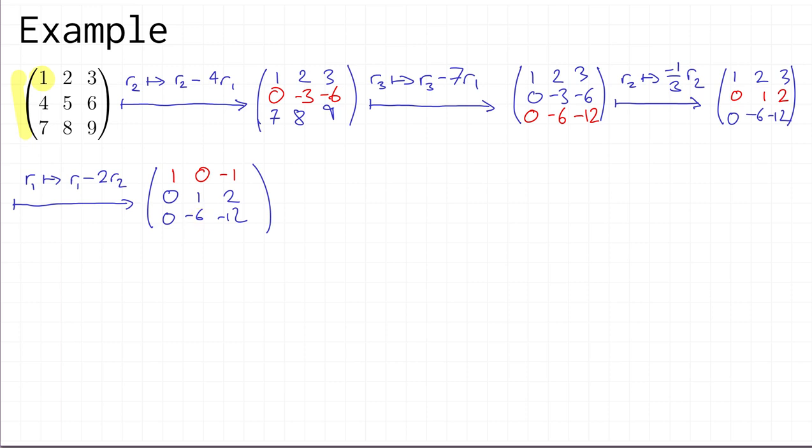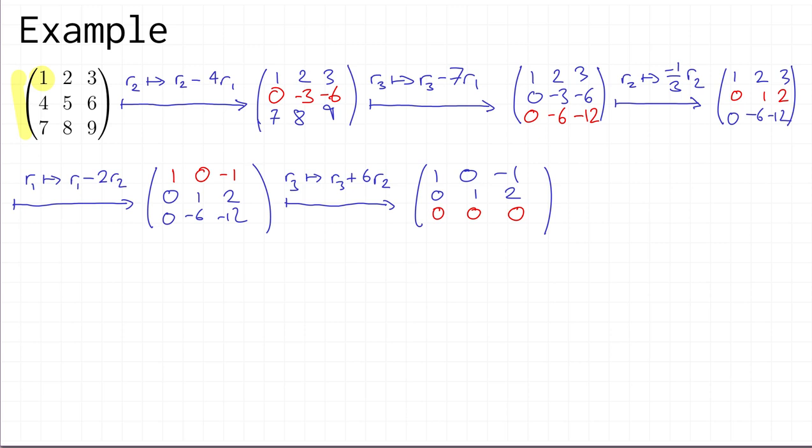So I've got to get rid of that, and I'm going to do it by adding 6 times row 2 to row 3. So row 3 is going to go to row 3 plus 6 times row 2. Okay, what happens? We don't change row 1, we don't change row 2, and in row 3, I'm adding 6 times row 2. So I get a 0 here and a 0 here, and minus 12 plus 6 times 2 is 0. And at this point, we have now reached a matrix in row-reduced echelon form.